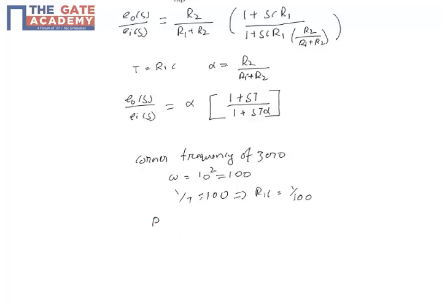Now for the pole, the corner frequency 1/(Tα) is equal to 1000, because 10 to the power 3 is 1000. Now R2/R1, after simplification, we will get 1/9. Now (R2/R1) to the power of R1C, with R1C equal to 0.01, will get us 0.9781. So the answer is 0.9781.